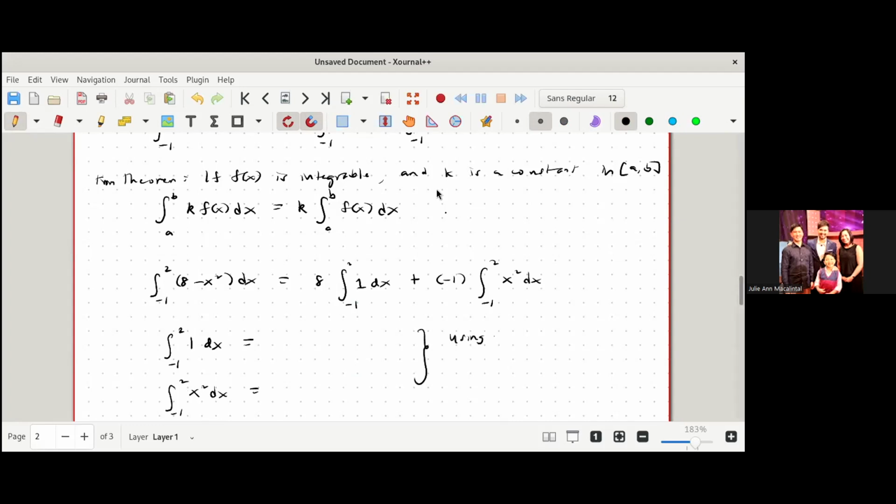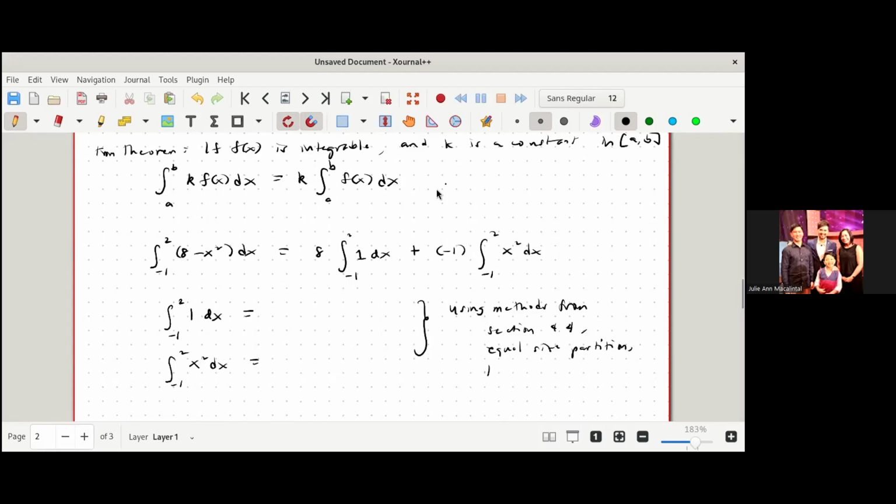Ito, hindi ko papakita na. Using methods from section 4.4, which is equal size partition, take the limit. Di ba?